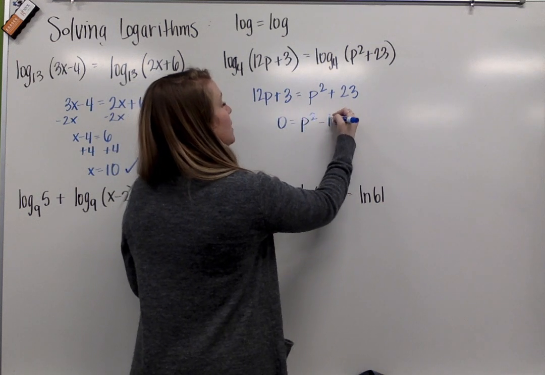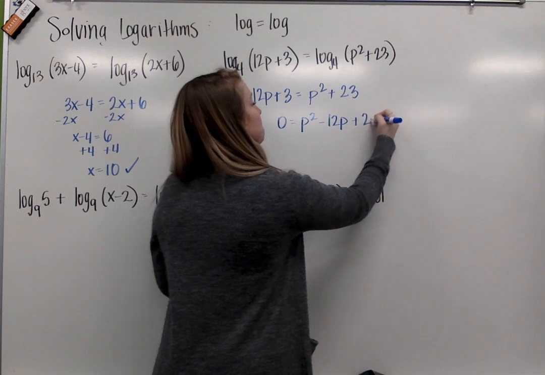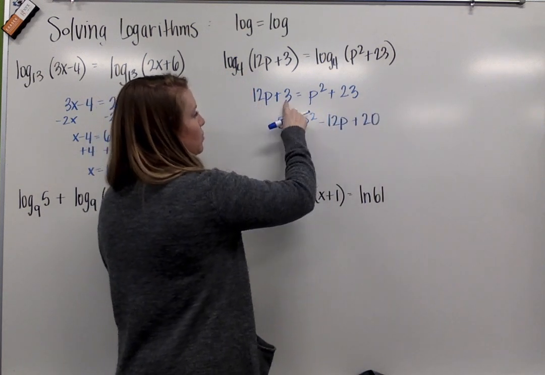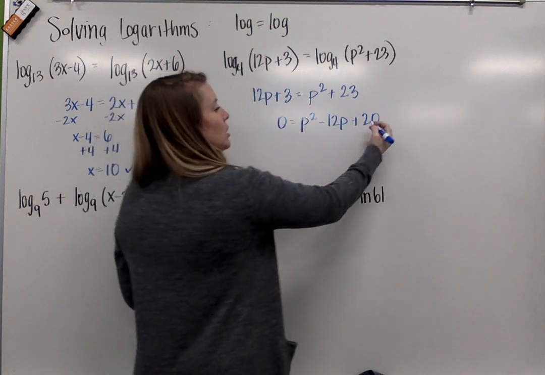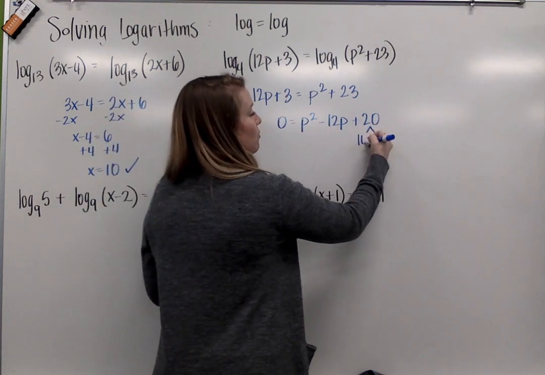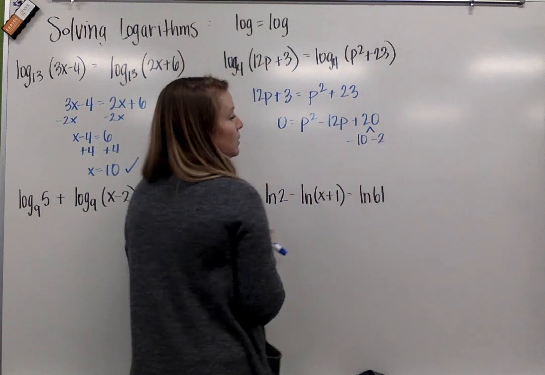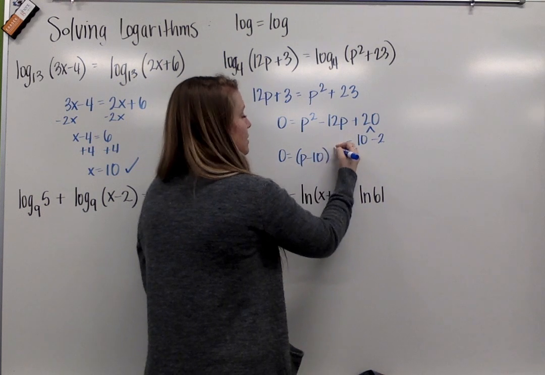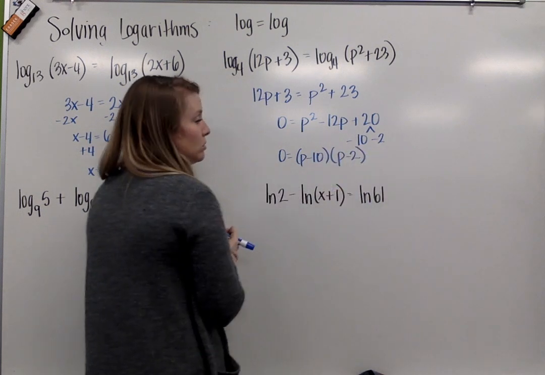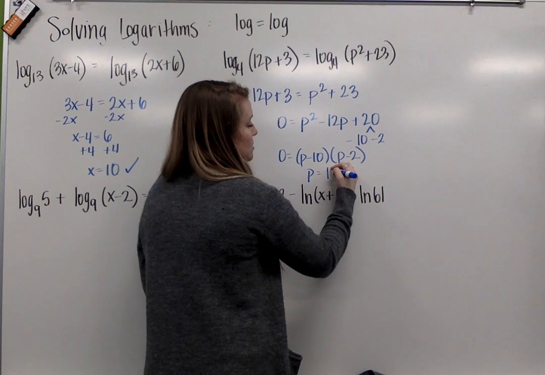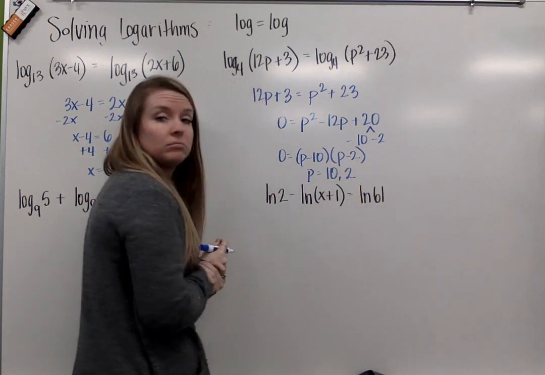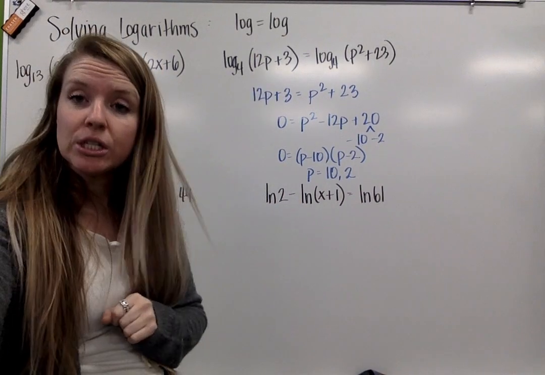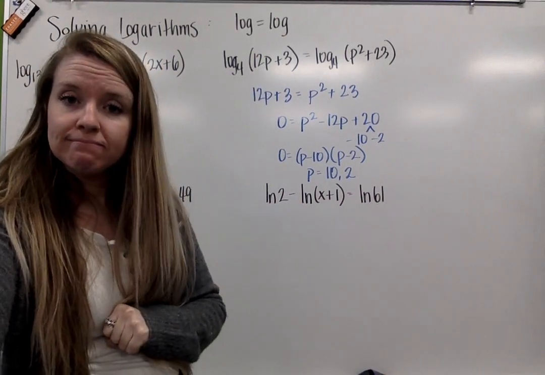So I'm going to have p squared minus 12p plus 20. Minus the 12p over, 23 minus 3, we get 20. So the factors of 20 that'll equal 12, I'm going to use 10 and 2, and they're both negative. So that's p minus 10 times p minus 2. So my solutions are 10 and 2. So in this case, both the 10 and the 2 will be solutions for this logarithm equation.